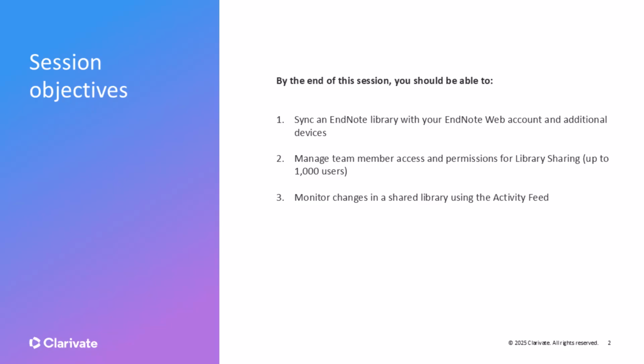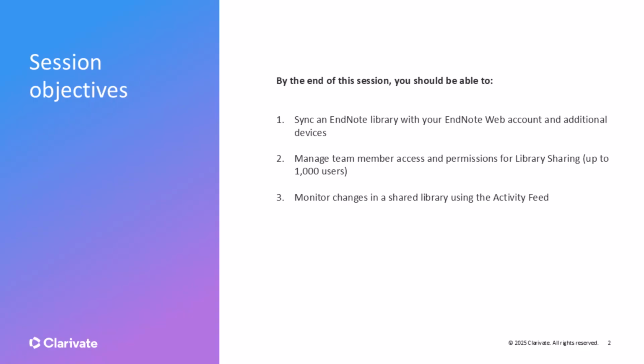Manage team access and permissions for library sharing. This feature allows you to collaborate with up to 1,000 users, whether you're part of a research team or collaborating across a large project. Track and monitor changes made in a shared library using the activity feed.